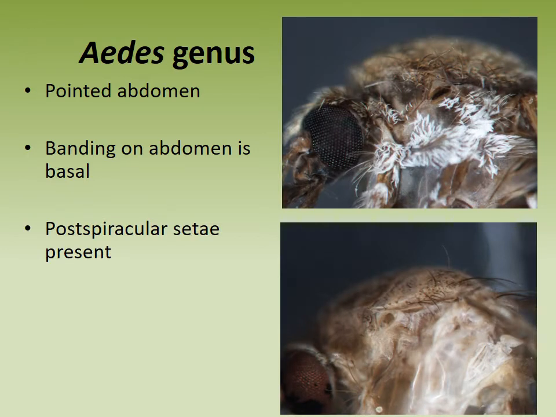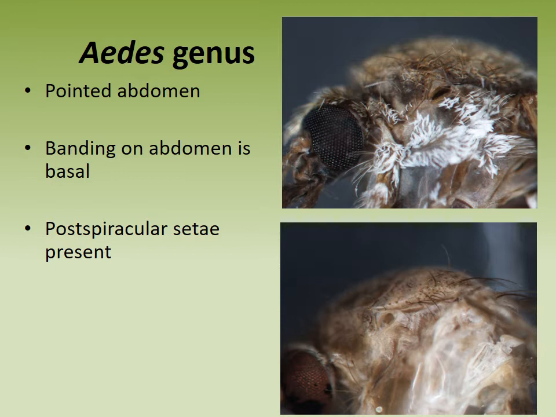This last characteristic, the post-spiracular setae being present. This is something that you really need to zoom in on and focus on. A lot of the times this is not a necessary characteristic to look for because the other characteristics are enough. You can figure out if it has a pointed abdomen and basal banding, then you'll know that it's an Aedes.